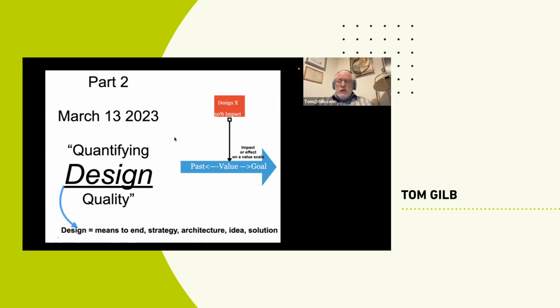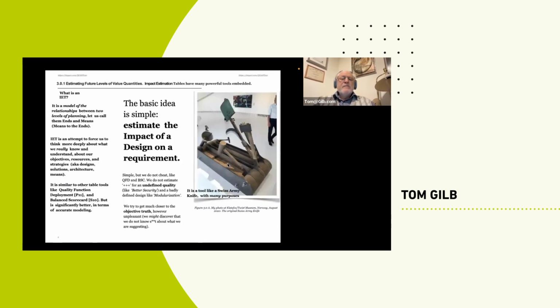So this is part 2 of a 2-part talk, as said, and the focus is on design, which has a number of synonyms, which just simply means whatever we propose to do and then do to try to get a certain effect on a scale of a value. Let's just say this is user friendliness, and design X gets us halfway to our goal from where we were in the past. And this is the basic idea of everything in this lecture, the idea that we can estimate, measure, quantify how good is a design with respect to any set of qualities.